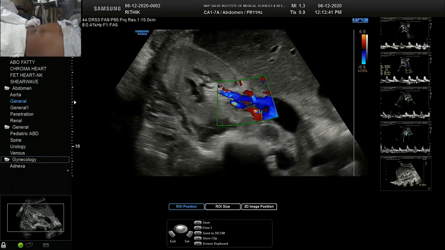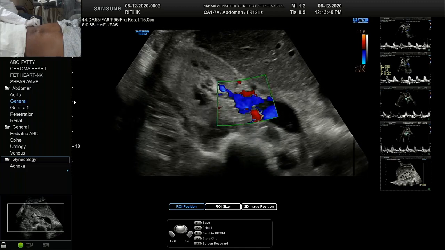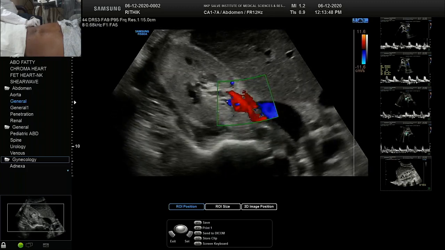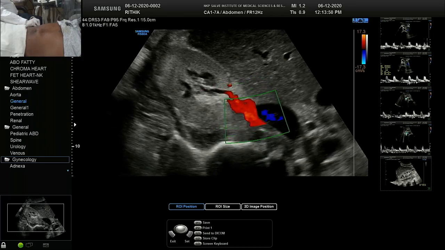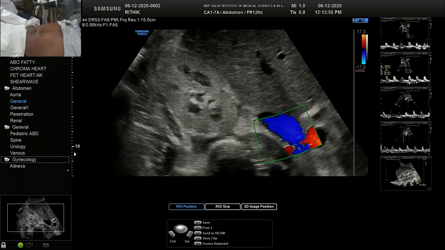Seeing the artery and vein both. I'll increase the PRF so that the signal from the vein is reduced and we can see the artery nicely. So that is the artery. Now we can trace that artery from here down to the origin.